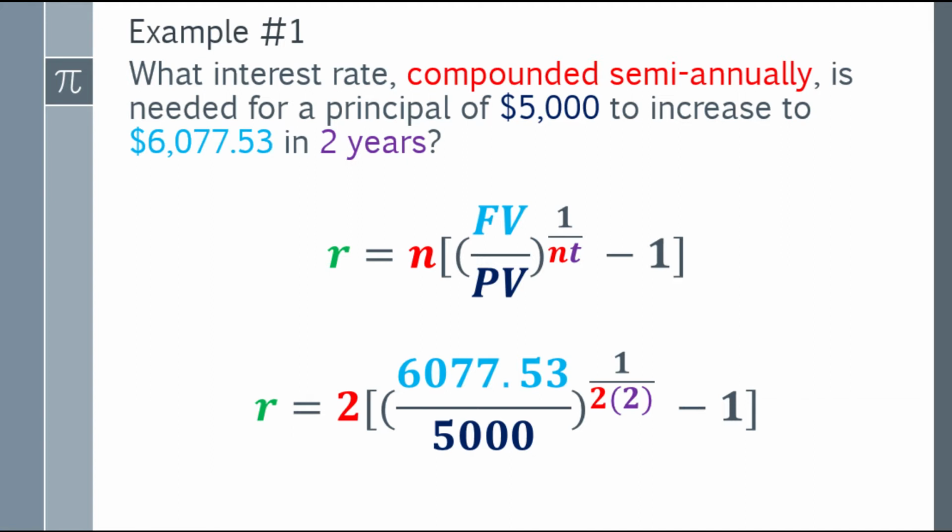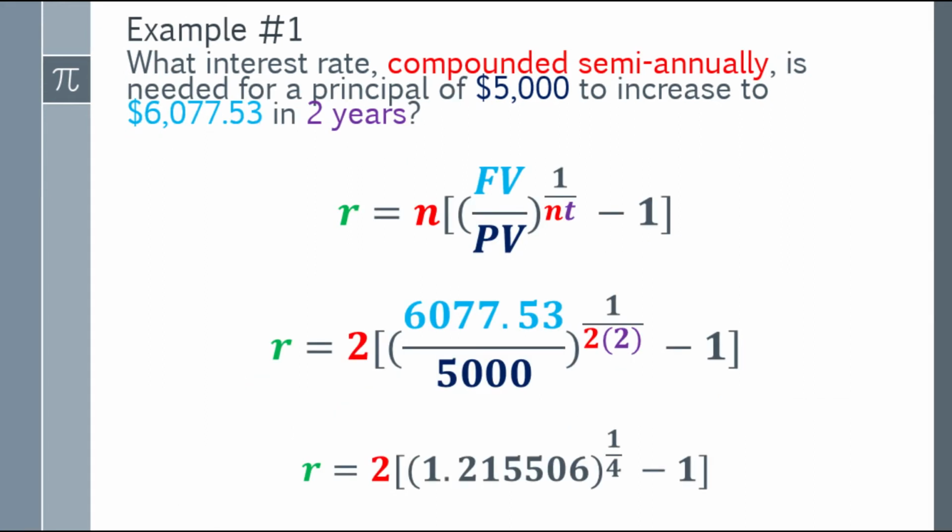Next step is simplify it natin further. So simulan natin yung sa fraction muna. 6,077.53 divide mo ng 5,000. That is 1.215506. At ang exponent naman, 1 over 2 times 2. So that will be 1/4. Okay na. So simplify it further ulit. So, sa calculator nyo, 1.215506, ang exponent mo ay 1/4. Yung sagot niyan, mag-subtract tayo ng 1.